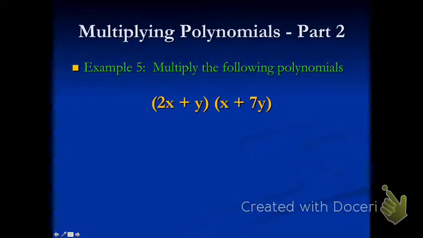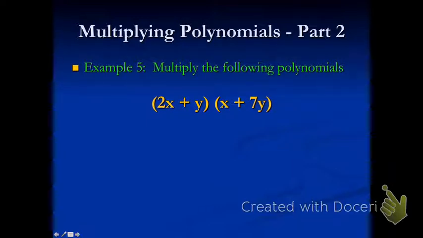Here's an example. It says example 5 because we had 4 examples yesterday. This example looks similar to yesterday because it has 2 binomials, 2 groups of 2 terms. The first binomial is 2x plus y. The second binomial is x plus 7y. They look different because now we have 2 different variables, but it doesn't change how you solve or simplify this expression. Okay, so let's get started.